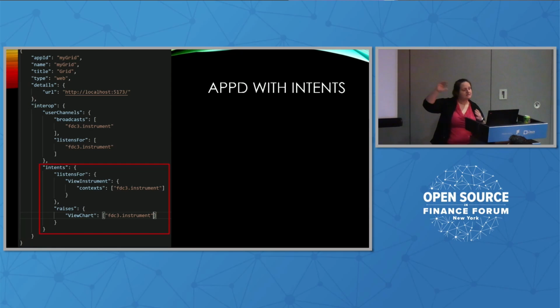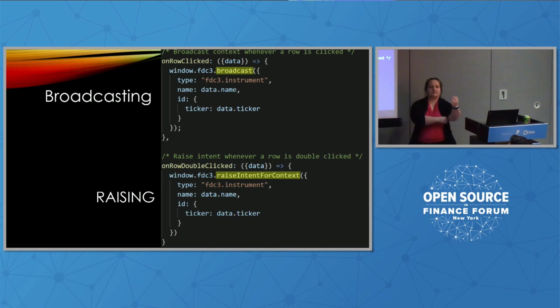So we can limit here what we're raising, what we're listening for, just to let the desktop agent know. And that way, when any other application says, hey, I'm raising a view instrument for this context, it knows that your application and all the other applications can handle that particular thing. They can throw the errors, they can know what you're doing. So it does really matter for intents that we put this in the appd. If I have not emphasized that enough, it will bite you. Anyway, so how does that differ?